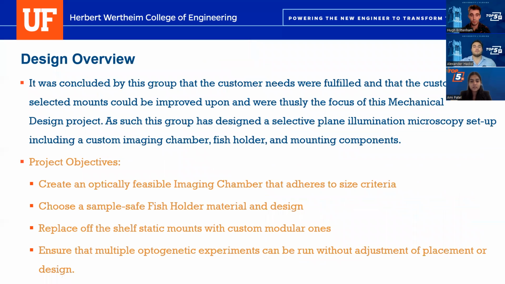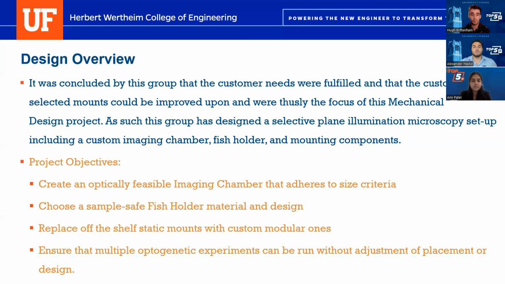Our group decided that our final product design has met and fulfilled the needs from the customer, along with taking the selected mounts by the customer and improving upon the design, which resulted in being the main focus of our design. The first and second objective sought to create an optical imaging chamber and zebrafish specimen holder that adheres to the customer's specified dimensions, opacity, and safety levels.